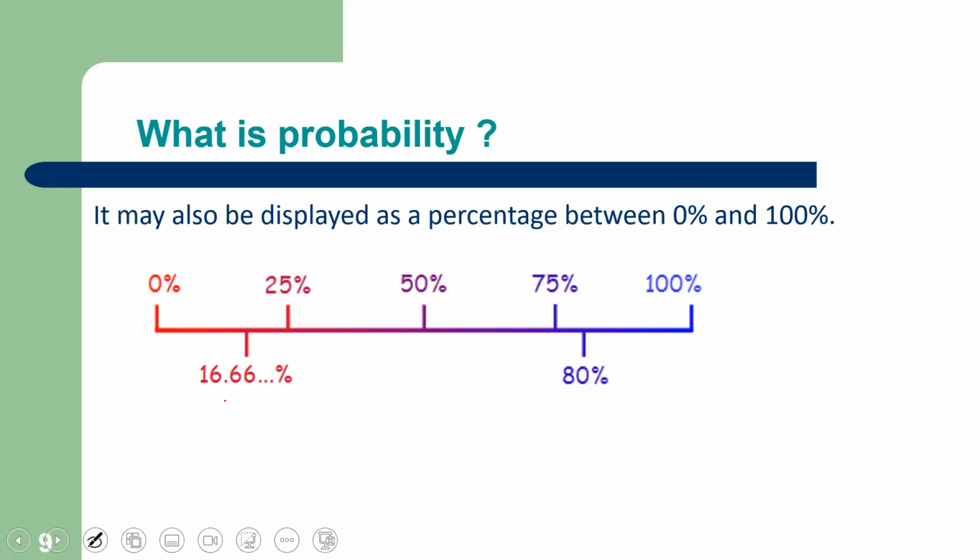And instead of the value, we can also assign a percentage between 0 and 100%. We can say there is a 50% chance that tomorrow it will rain, like weather forecasting, or the chance of a movie becoming a hit. So we can express probability either in fractional values or in percentage values.